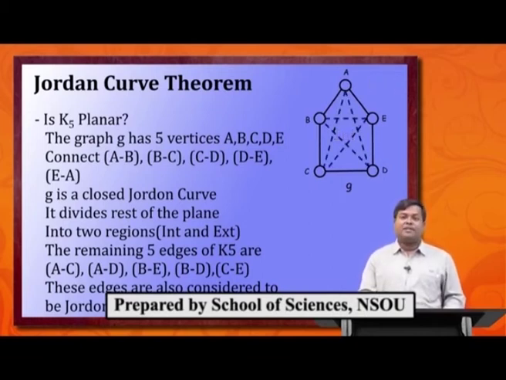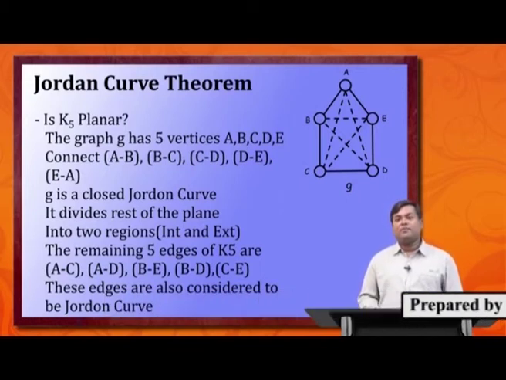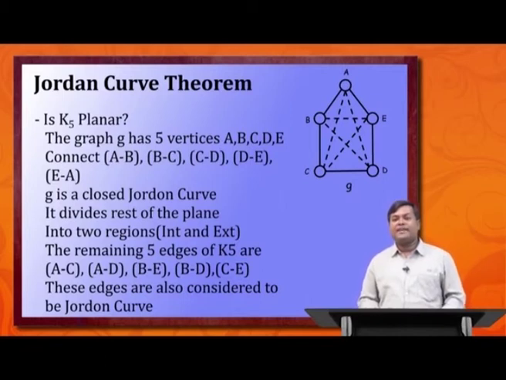I have marked all the remaining edges in dotted lines. Now if you look properly, we can see that each of these 5 remaining edges is basically another Jordan curve. Let's say AC is a Jordan curve and ABCDE is a closed Jordan curve. According to the Jordan corollary, since A and C are on the closed Jordan curve ABCDE, we can always say the AC Jordan curve will be either inside the closed Jordan curve ABCDE or outside of it. So these edges are also considered to be Jordan curves.